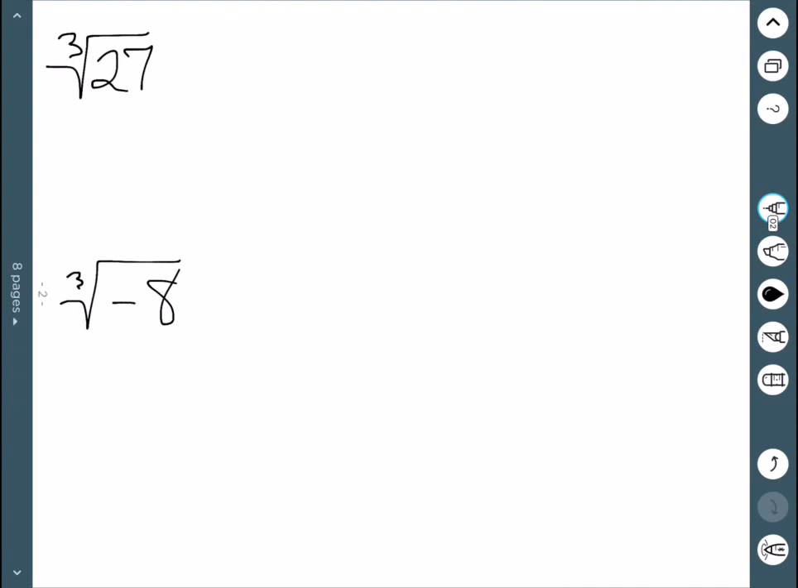Here we'll look at a few examples. The first one, the cube root of 27. So we need a number that times itself 3 times is 27. And we can see that this is 3, since 3 times 3 times 3 is equal to 27.